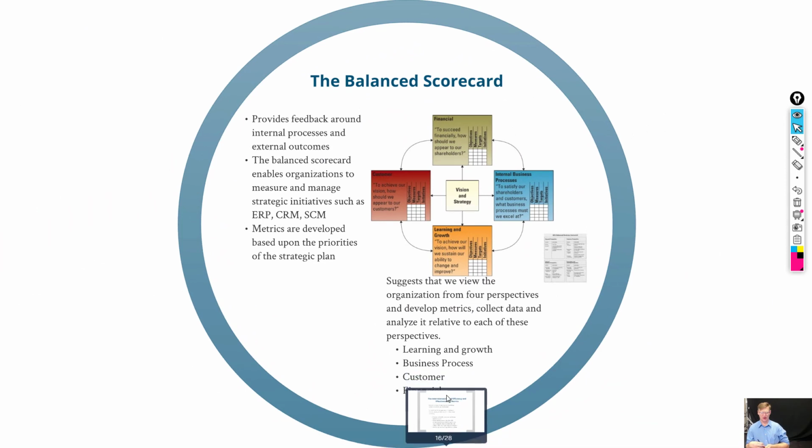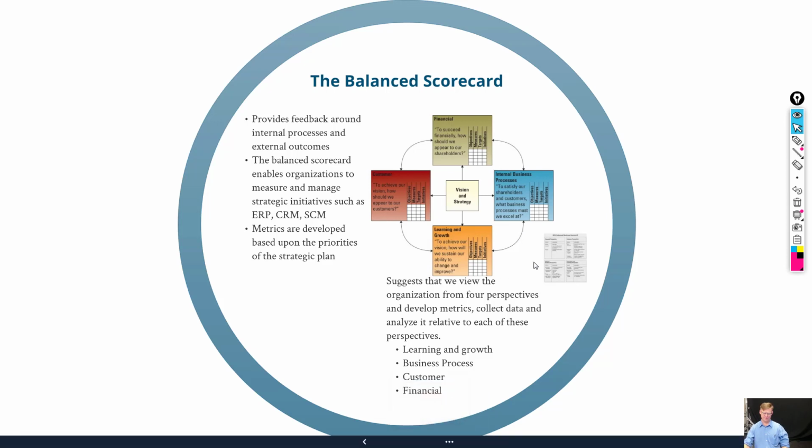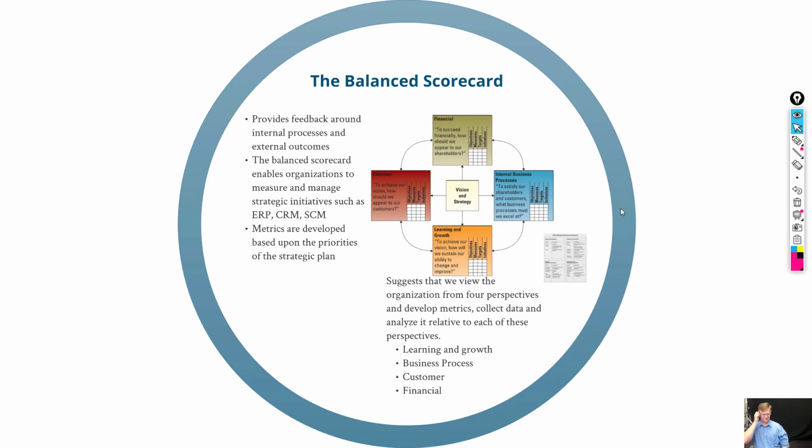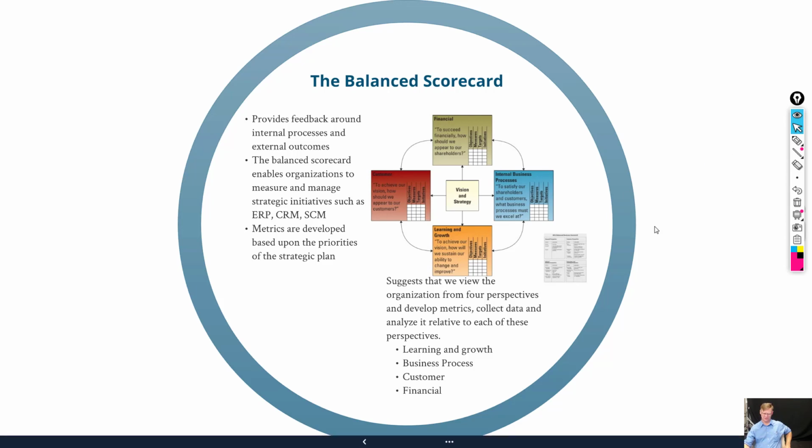The balanced scorecard, I don't know. Sometimes I ask students about this, sometimes I don't. But basically, it's a model for measuring and managing strategic initiatives like enterprise resource planning and CRM and supply chain management. So when you implement these, studies suggest that we should view the organization from how these systems have affected it from a learning and growth perspective, a business process perspective, a customer, and a financial.